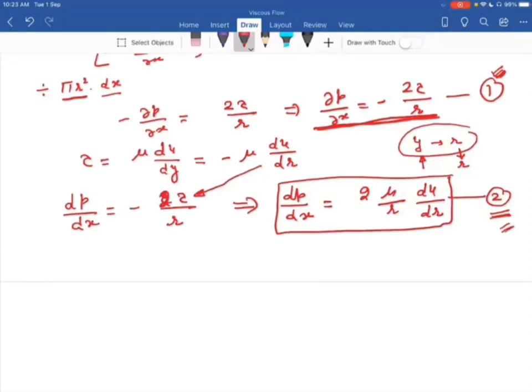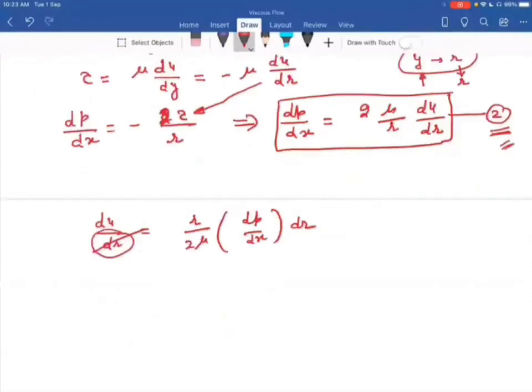Okay, so from equation number 2, I can write du by dr equal to r divided by 2 mu dp by dx. Now I integrate with respect to r, so take this dr on the other side. Integrating, this comes out to be u equal to 1 upon 4 mu dp by dx, r square by 2, so 2 into 2 becomes 4, plus a constant c1 or c.